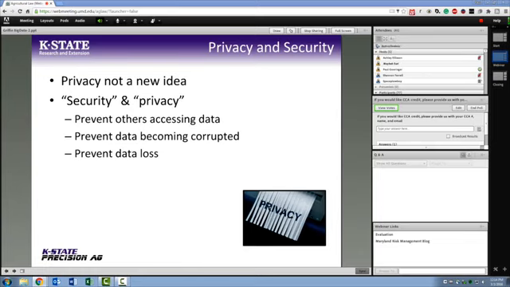Of these 3, when I do a quick poll during live workshops, most of the time the general consensus is the third one is the most important to farmers today, preventing the loss of their data, meaning that they're more concerned about losing access to their own data rather than someone else gaining it or their data becoming corrupted. So I thought that was an interesting outcome from a straw poll that we do.